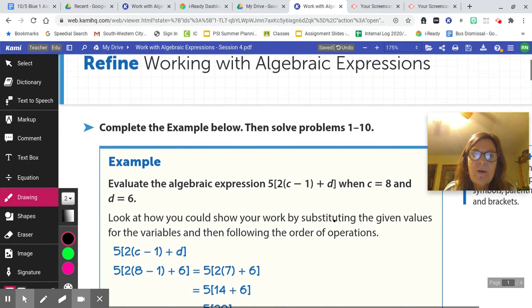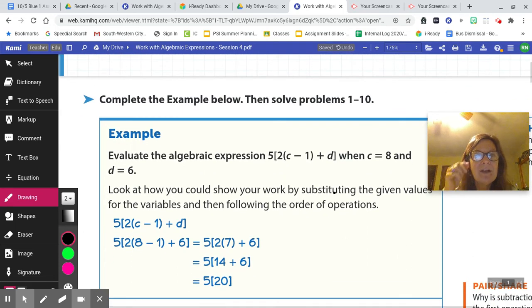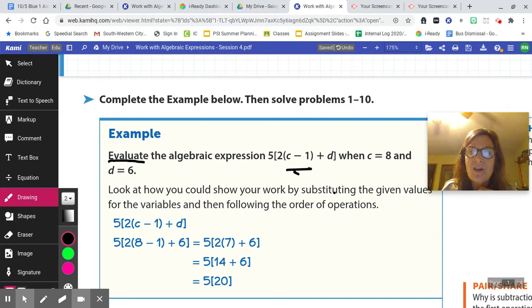The first problem, this is an example. Evaluate the algebraic expression 5 times (2 times (c minus d) plus d). So when they have these double brackets, you still work from the inside, do what's inside, and work your way out using order of operations. When it says to evaluate, you know that means to solve.